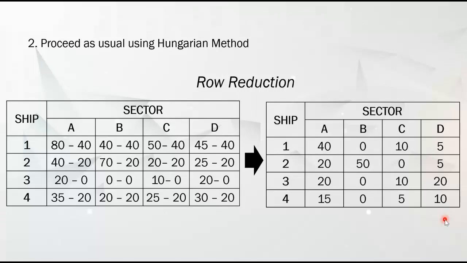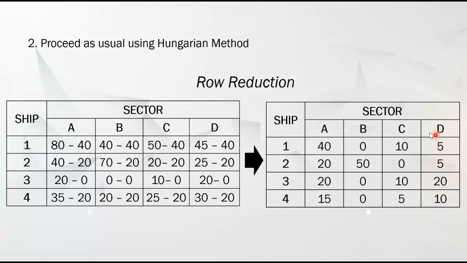After the row reduction, we're going to be doing the column reduction, wherein we are going to focus on per column. The least number in column A is 15. So we will have to subtract 15 from the rest of the numbers right here. So 40 minus 15, 20 minus 15, and so on and so forth, just like the rest of the column right here.